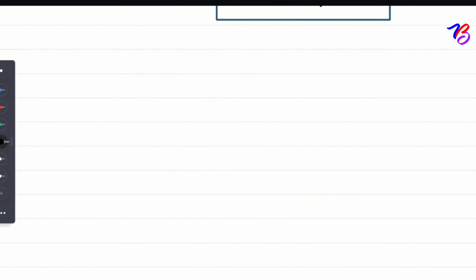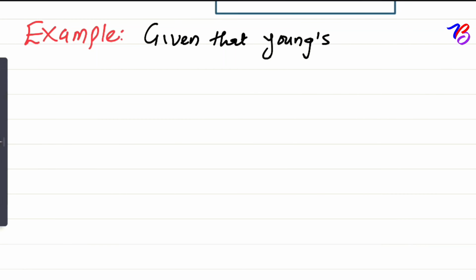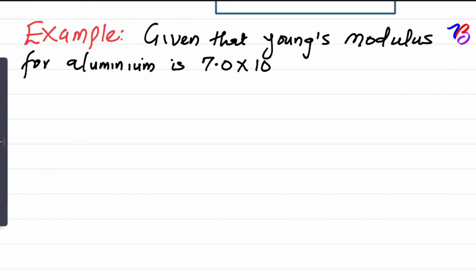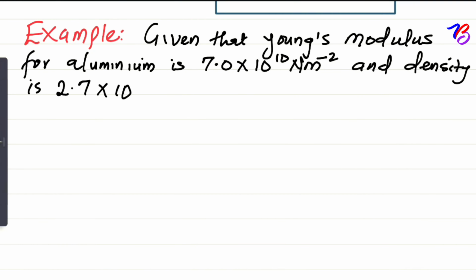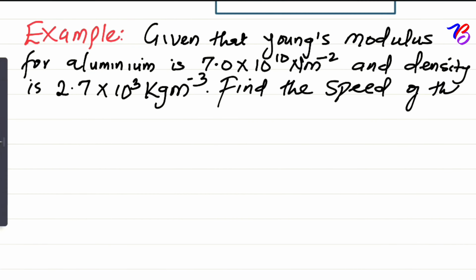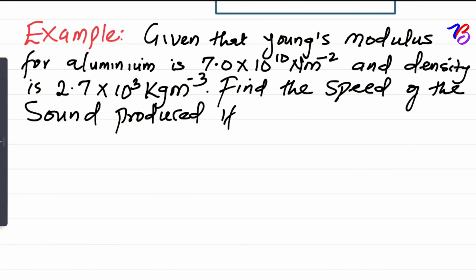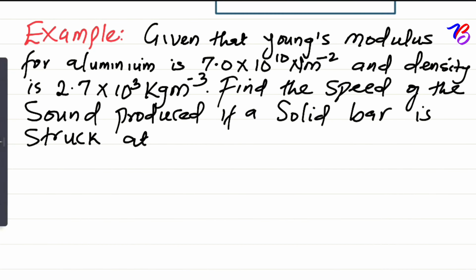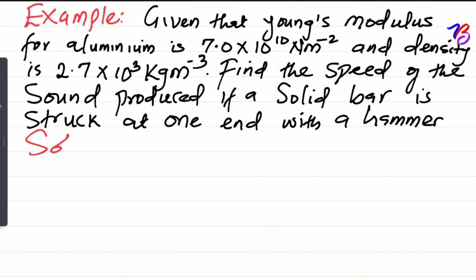So we're going to solve a problem quickly. JAMB past question. Let's solve a problem now. Now let's solve this JAMB question under sound waves. We want to put the formula above into use. Given that Young's modulus for aluminium is 7.0 times 10 raised by 10 Newton per meter squared, and density is 2.7 times 10 raised by 3 kilogram per meter cube, find the speed of the sound produced if a solid bar is struck at one end with a hammer. So this is how the JAMB question looks. So we're going to solve that now.